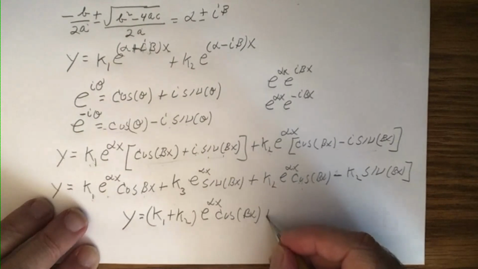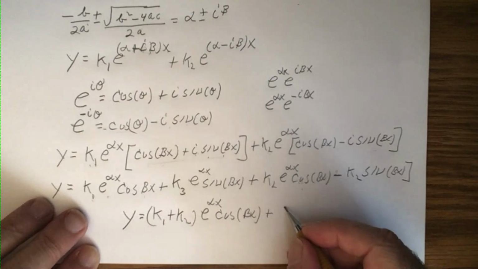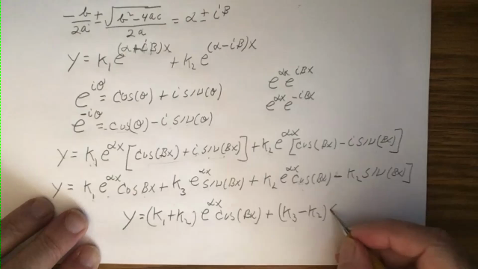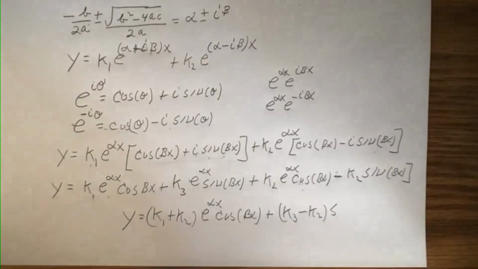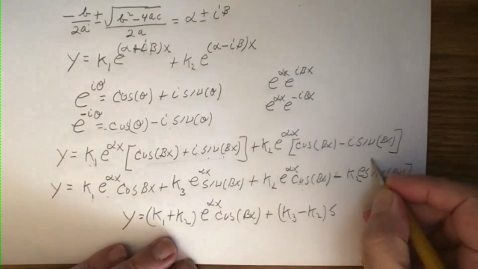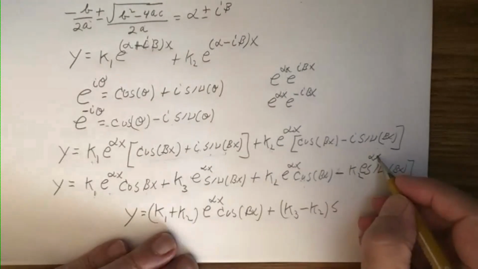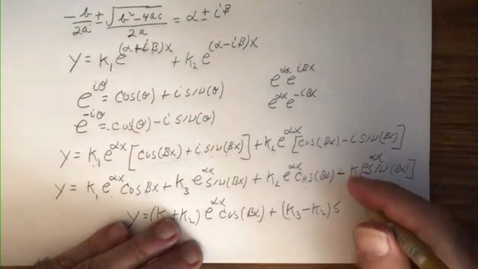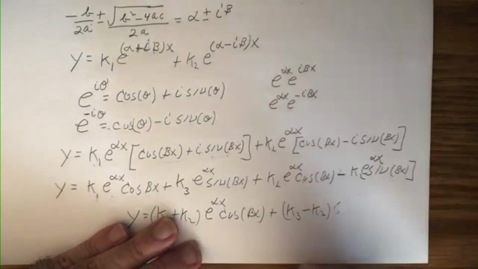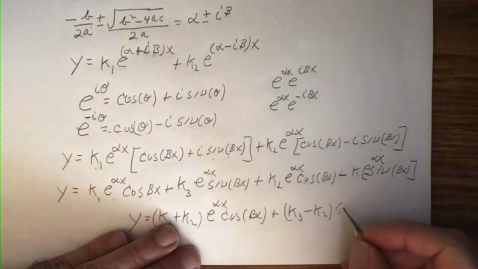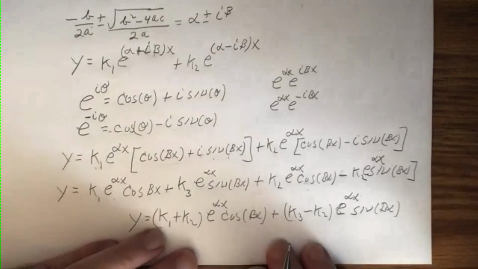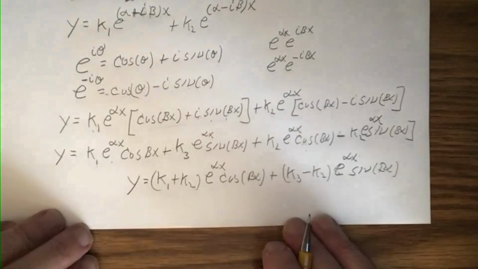And then I'm going to write plus, I'm going to write this as k3 minus k2 e. I forgot the exponential here. Right? You write this as okay. This is now e to the alpha x, and then this is sine of beta x.